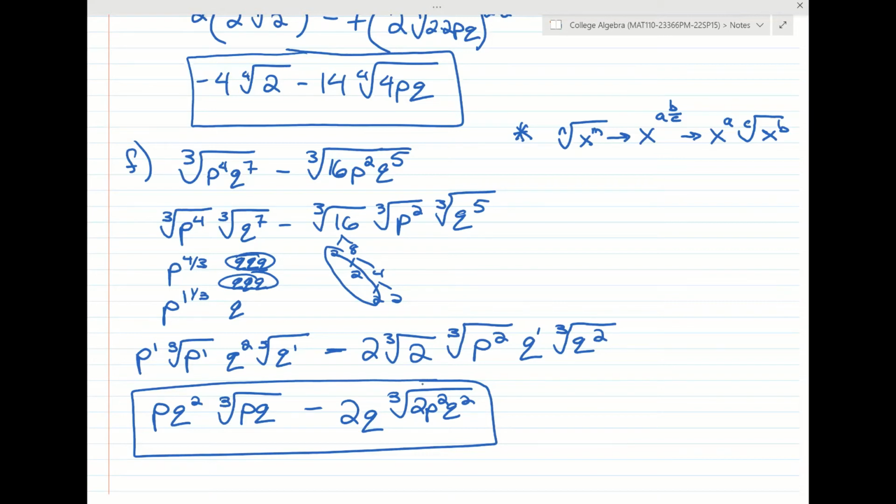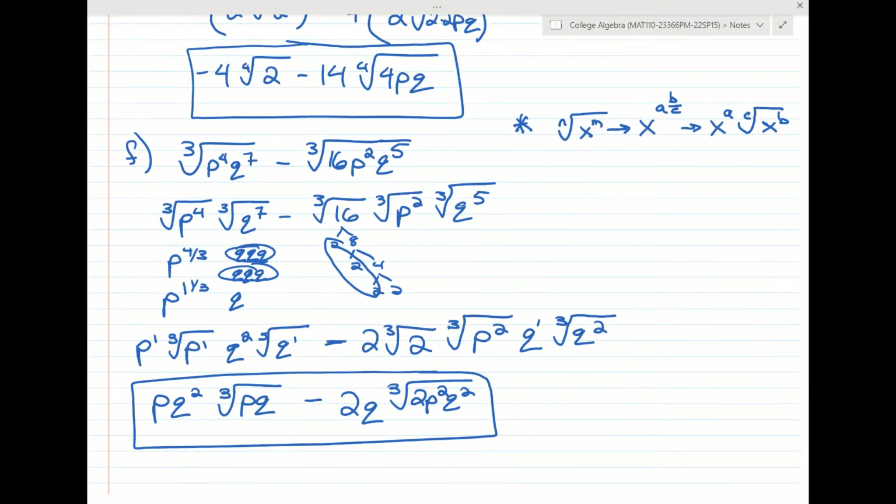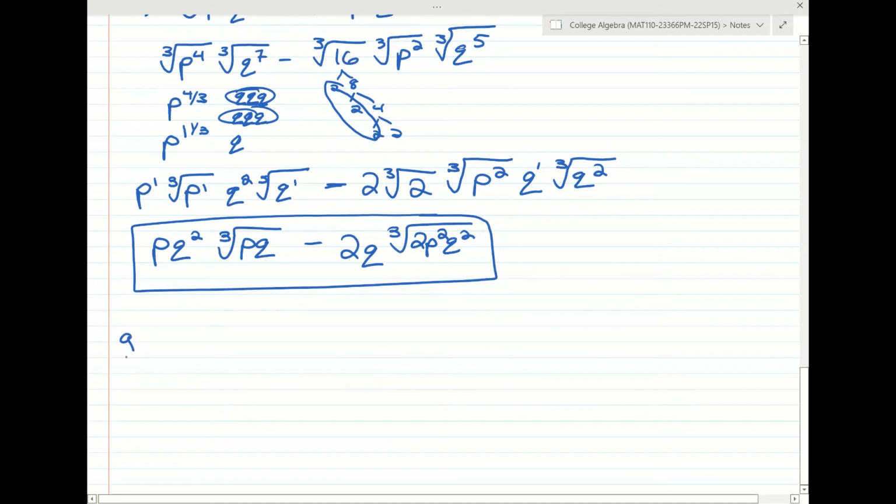I want to finish with some fraction problems. What if we had 2 times the square root of 32 over 36 plus 2 times the square root of 27 over 108?